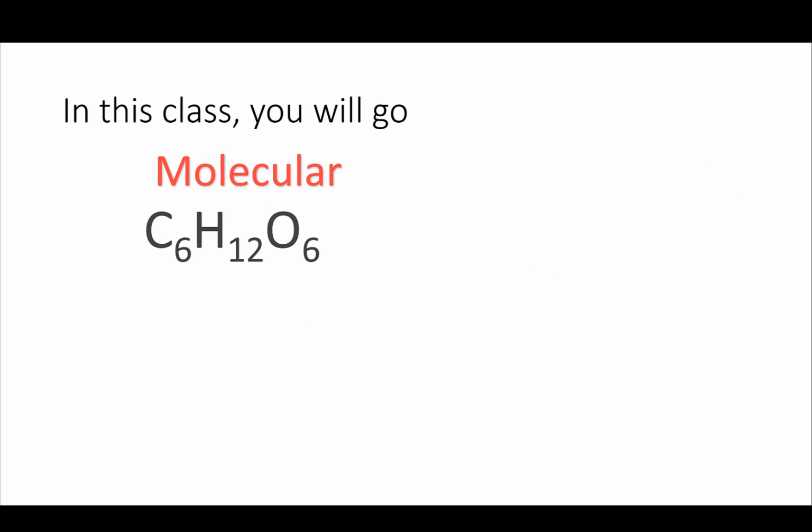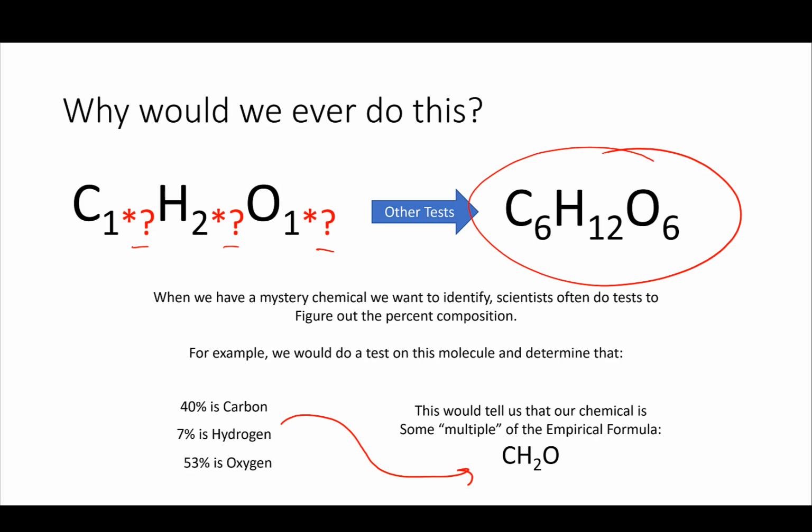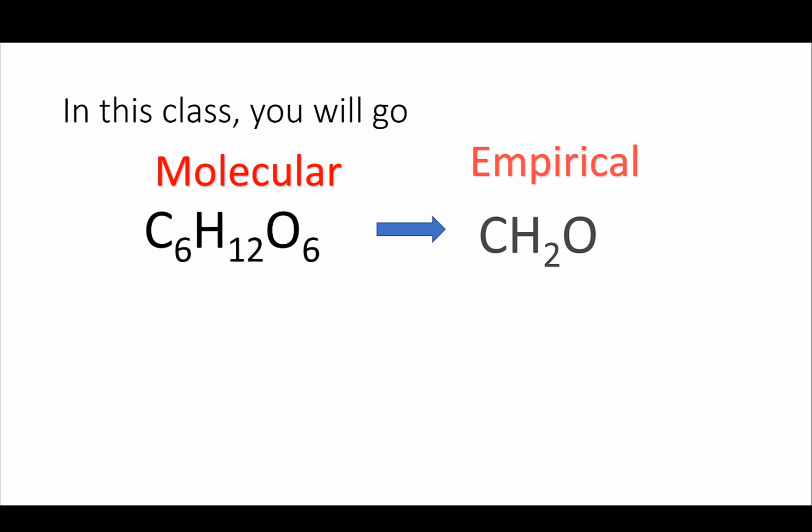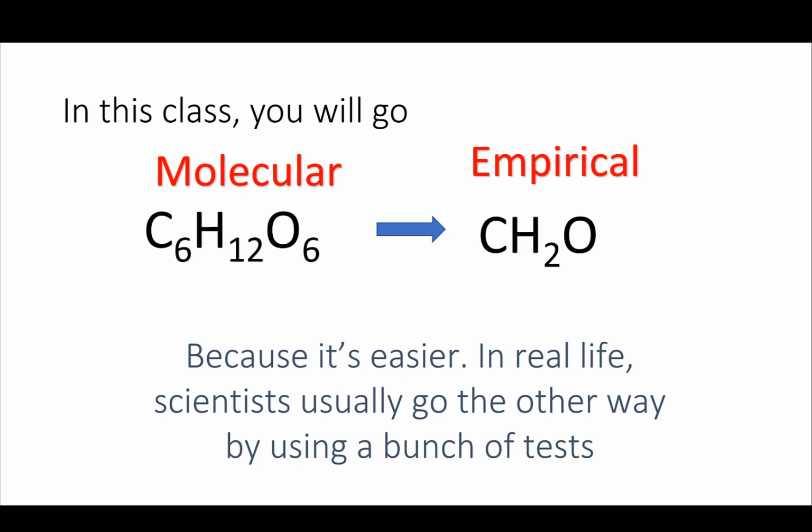But in this class, we are not ever going to do this because it's complicated. We're going to go from the molecular formula to the empirical formula because the state of Texas says that you need to know how to do this. That's why we're doing it. It's not because it's useful. What's useful is going the other way, but that's way harder, and you don't have to know how to do that. So in the real world, we use the percent composition to figure this out, and then do other tests to figure that out. But in this class, you're going to go from molecular to empirical just to understand conceptually that there's a difference between them.